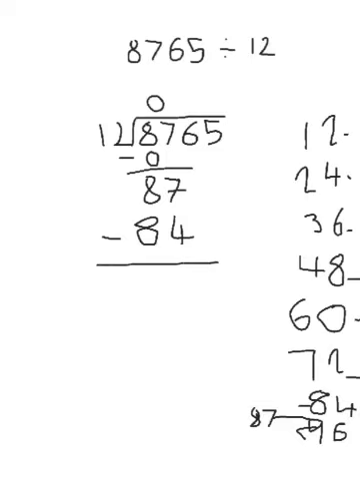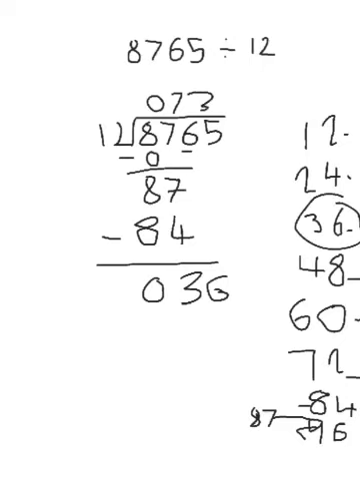So 7 take away 4 is 3, and 8 take away 8 is 0. Since you went in 7 times, you put the 7 up here. So you bring down the 6, and it'll be 36. And as you can see, 36 is in the 12 times tables, and it goes in 3 times.